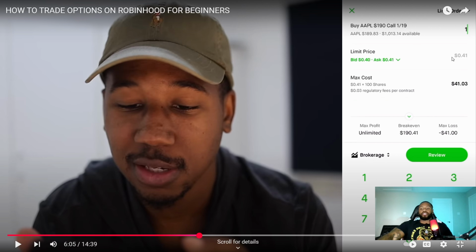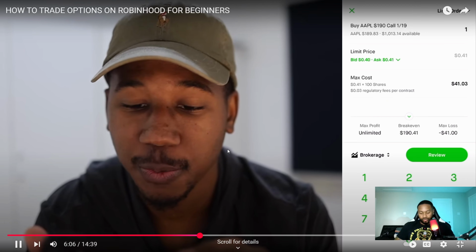For example, if it's $1.75, you multiply it times 100, and you get $175 for that contract. Or if you're not sure, just press buy, come here, and it'll show you the price right here of what that contract costs. The max you can lose on that contract is $41. The max profit is unlimited.